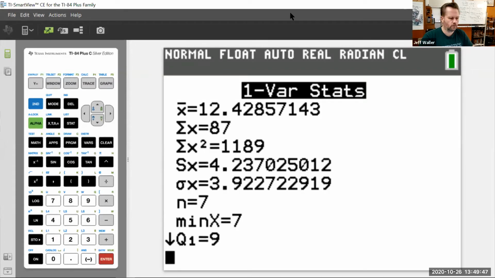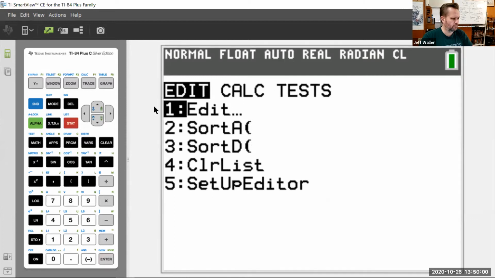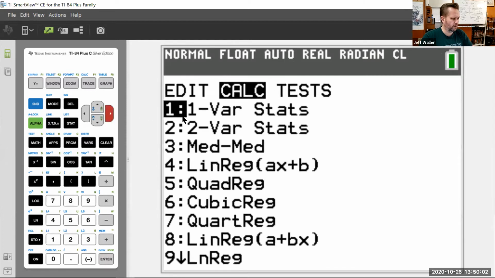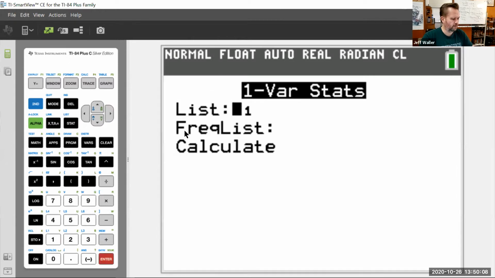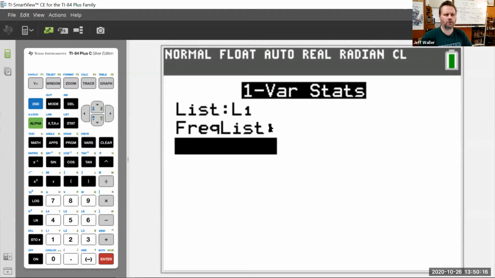Can you show how to do it just one more time? Sure. So you got your data in the list, right? Then you go to stat, calc, I'm going to calculate my one variable statistics. Then you make sure the list of your data is there. I don't have a frequency list, so I leave that blank, and then I just hit calculate. And of course, if you have an older calculator, it'll just say 1-Var Stats, and you can hit enter because it defaults to list 1.